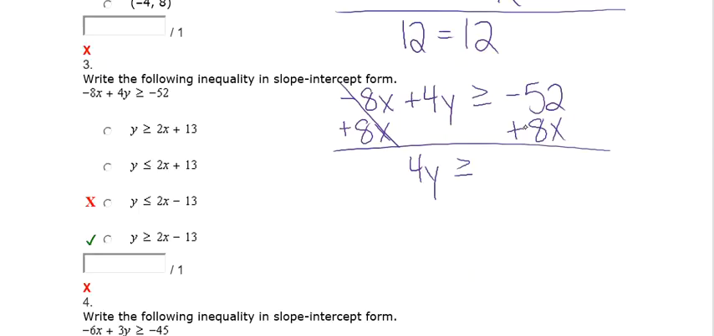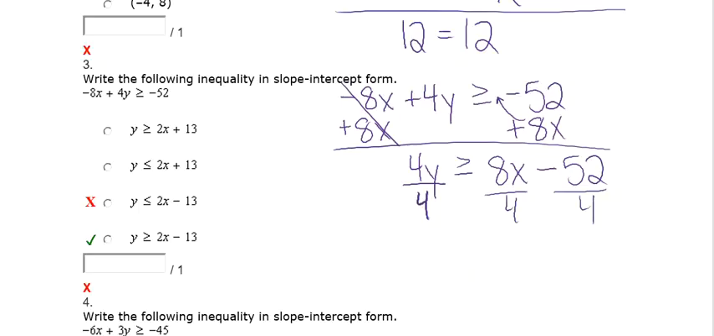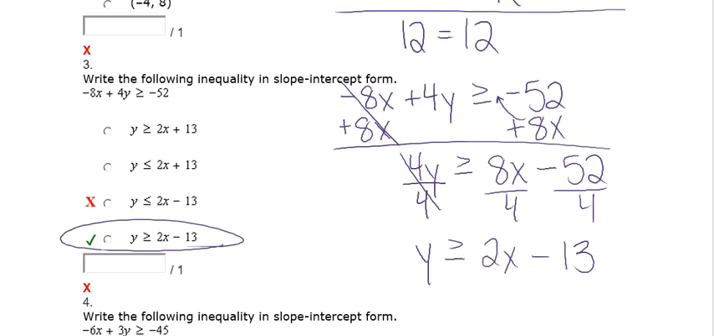I'm also going to squeeze the 8x up in here in between the inequality symbol and the minus 52, because usually slope-intercept form is y equals mx plus b, so we have the mx term first. Now I have to divide everything by 4. So dividing by 4 gives me y is greater than or equal to 2x minus 13, and you can see that that is this answer choice. The inequality symbol does not get flipped here, and I think in a later example we'll see when and why it does get flipped, but it should stay the exact same, pointing in the same direction.